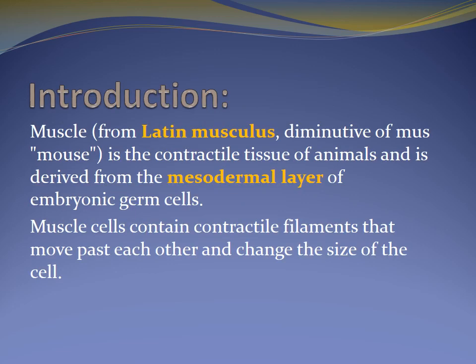The word muscle is a Latin word which derives from the Latin word musculus, which means mouse-like. So it's a contractile tissue of the animal and is derived from the mesodermal layer of the embryonic germ cells. It contains contractile filaments that move past each other and change the size of the cell.